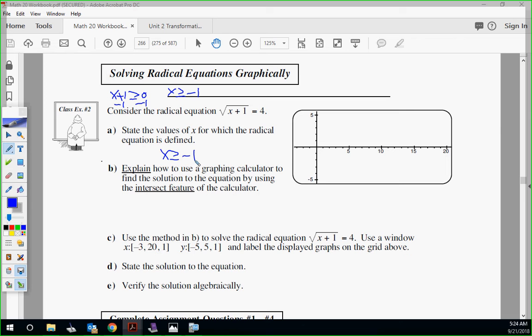So we want x greater than or equal to -1 is where that equation is defined. What that essentially means is that on your graph, you're only going to have values from -1 positive, from here all the way over here. That's the only place we're going to have stuff. I want to keep that on here, keep our graph a little bit clean.